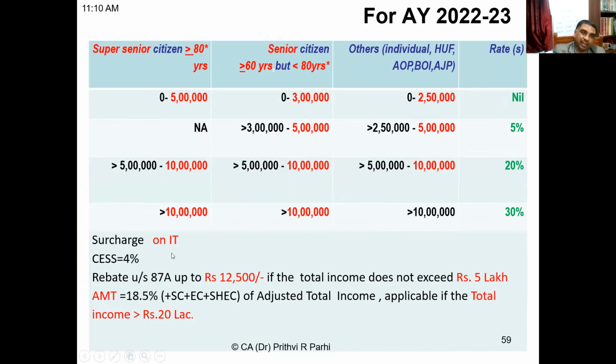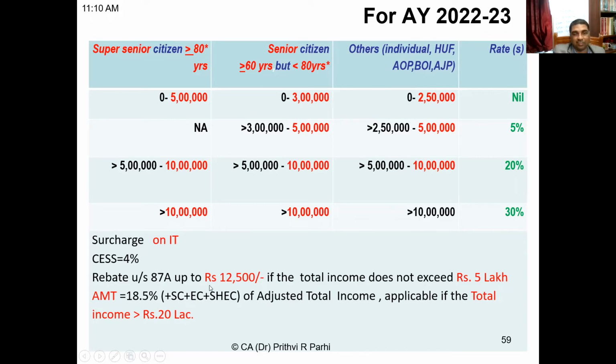Surcharge will be calculated on income tax. First calculate income tax, and on that income tax, surcharge will be calculated. Suppose it is 10% on income tax. Cess will be 4%, but cess will be calculated on income tax plus surcharge.